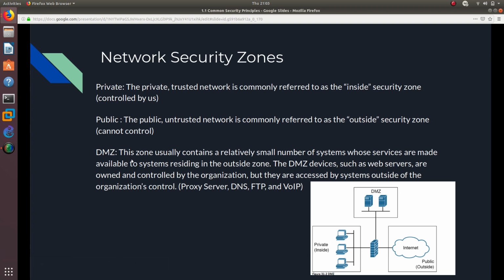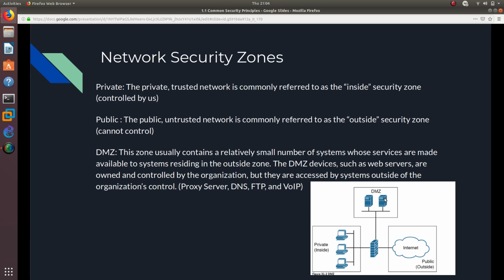And then the DMZ, this zone usually contains a relatively small number of systems whose services are made available to systems residing in the outside zone. So you want the outside, the public internet, to be able to access the DMZ. And the DMZ devices, such as web services, are owned and controlled by the organization. So we are able to control this, but they are accessed by systems outside of the organization's control.